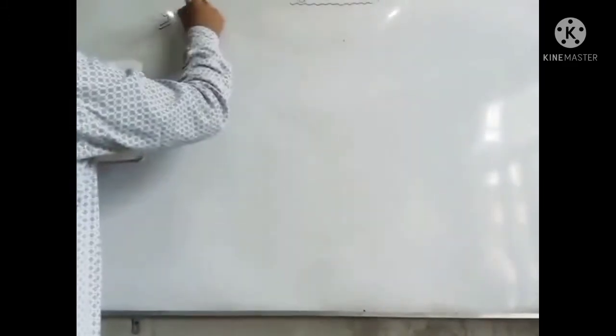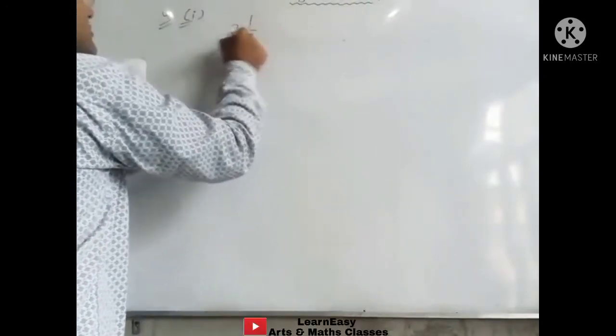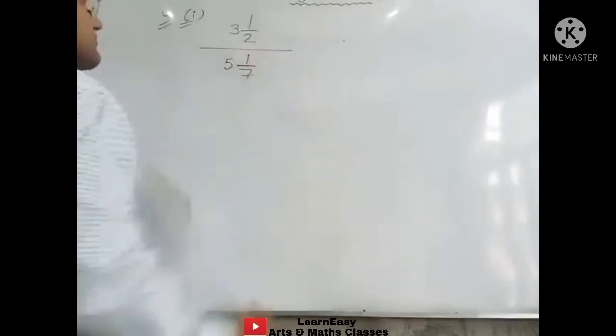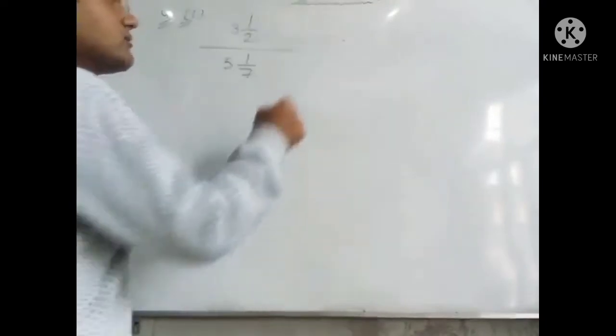Fourth question, first part. 3 whole 1 upon 2 divided by 5 whole 1 upon 7. This is the question. What will we do first? First of all, we will convert the mixed fraction into improper.